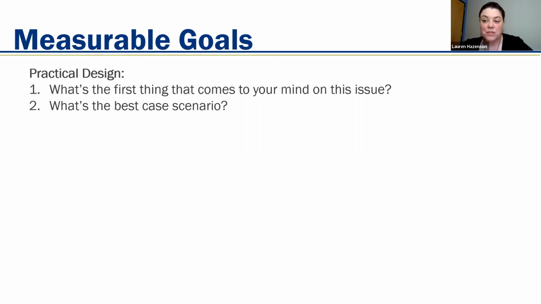Okay, so we talked about specific measurable goals. We've talked a lot about the audience and how to set those internal and external goals. And now we want to talk about measurability, right? We've talked a lot about scope. So starting with what you're familiar with or what comes to mind on a particular issue is a good place to start. Is there a particular problem in your community that you're seeing again and again?